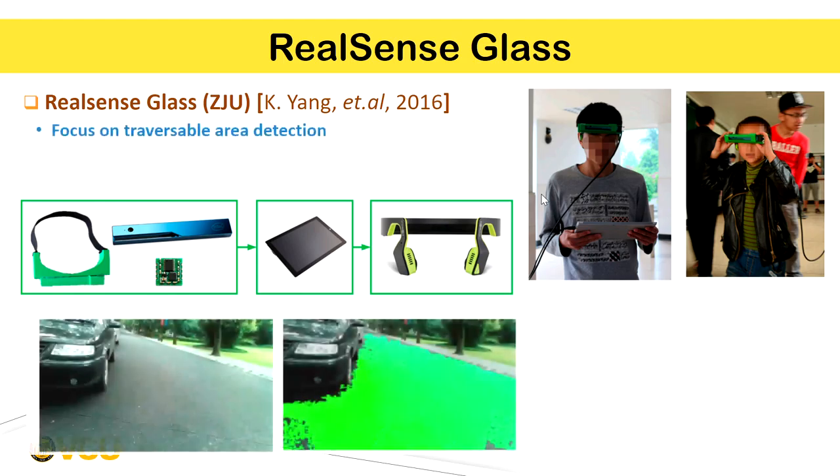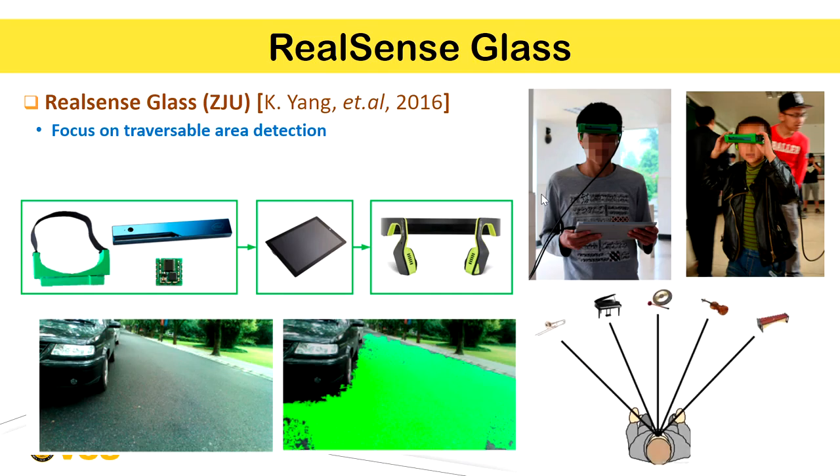So you put the device on, and it looks like this. It's not that bulky, but you also need to hold the Surface tablet in order to move forward. Its key idea is not to detect the obstacles, like here the car, but instead it only detects the floor, the road. For example, here it tries to extract the road area, and the green area is the traversable area. And then it uses different sounds to notify the user which direction is free to go.